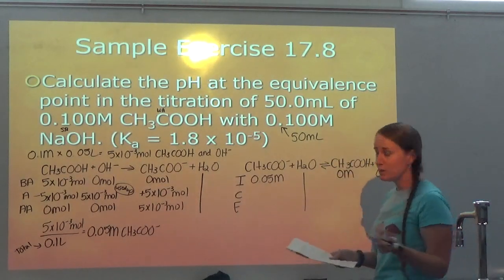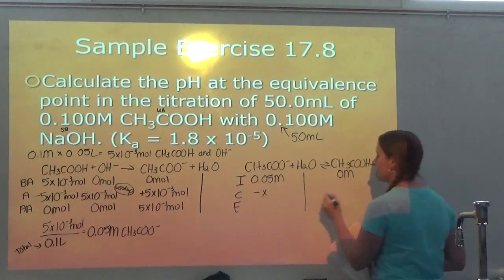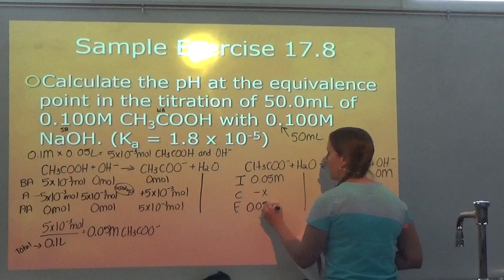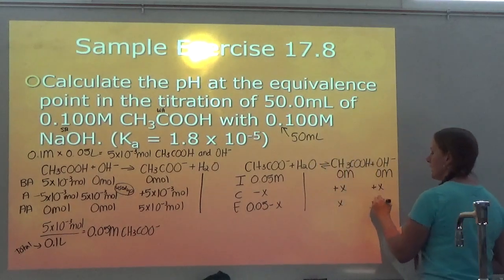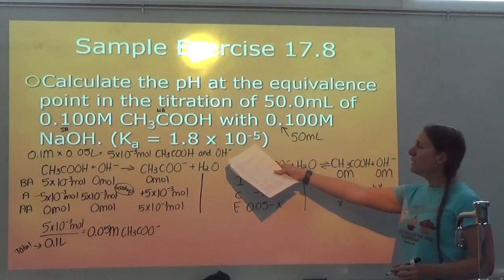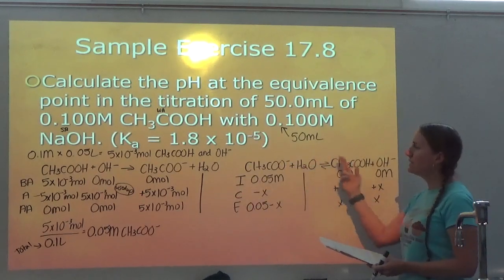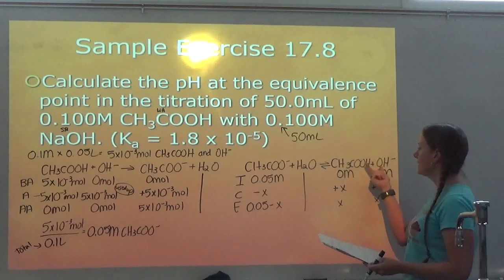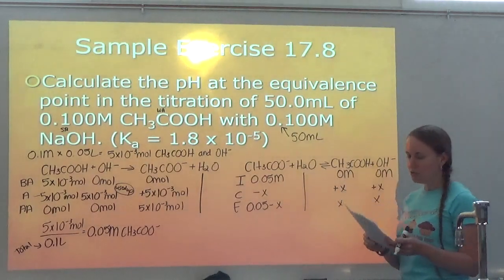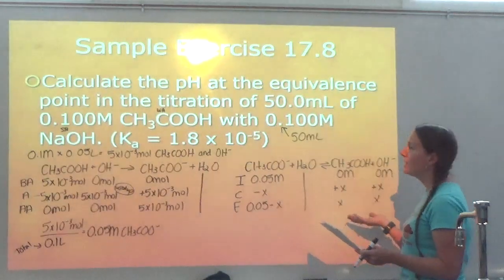Now, I don't know how much I'm going to use, so this is where we got to go to our x's again. So it's 0.05 minus x, and then it's x and x. Alright, now the problem is they gave me a Ka, but I didn't set this up for the acid. I set it up for the base. So in other words, what I need to do is figure out my Kb.